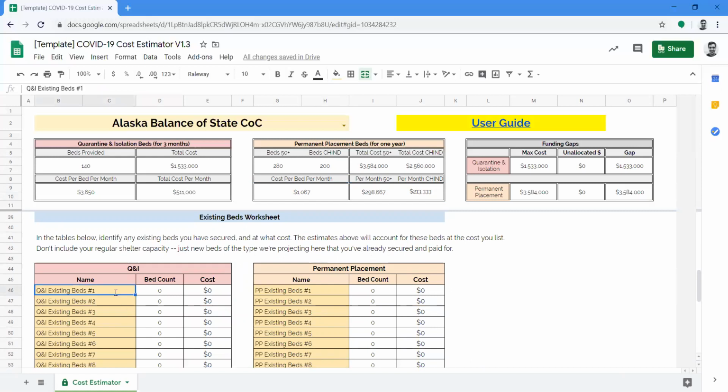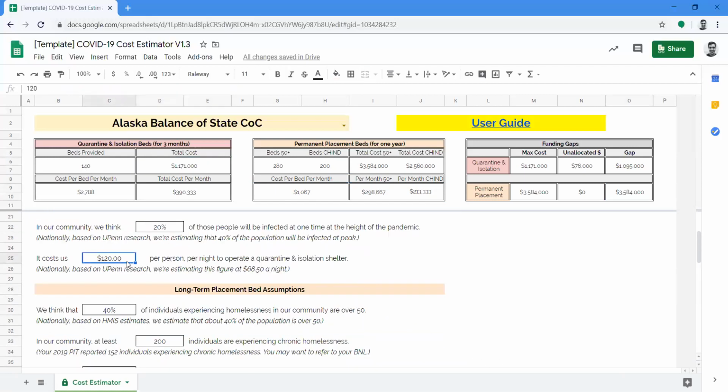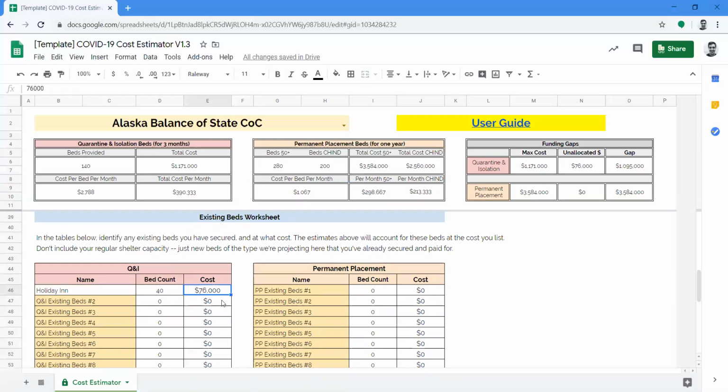So if, for example, the Holiday Inn has given you 40 beds and they are charging you, I don't know, $75,000 for that, or $76,000, then I can indicate that here, and the cost immediately updates, basically charging 100 beds, that's 140 minus 40, at the original cost you provided up here, and then the last 40 at the $76,000 cost you provided here. So if I, for example, delete this momentarily, you'll see that the cost drops significantly because it's assuming that those 40 beds are costed zero. You tell it that it's costed $76,000 and that number gets added back in.